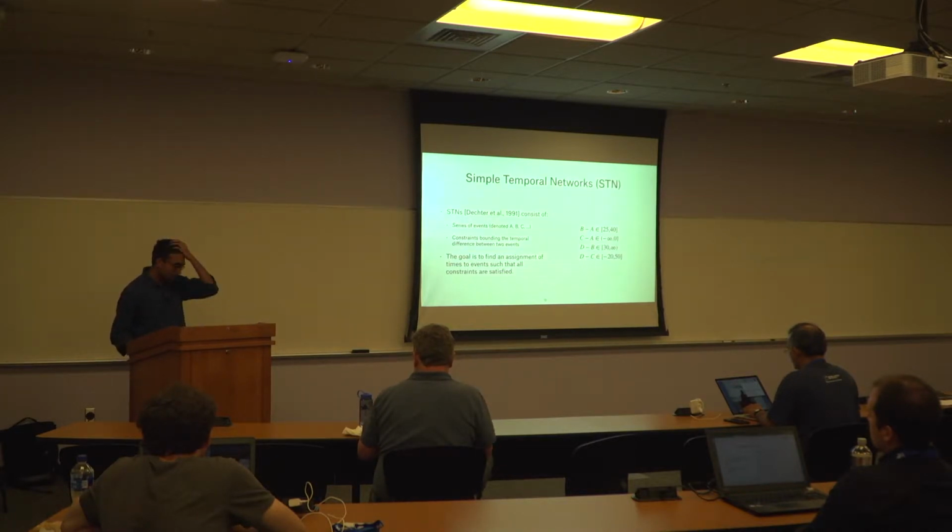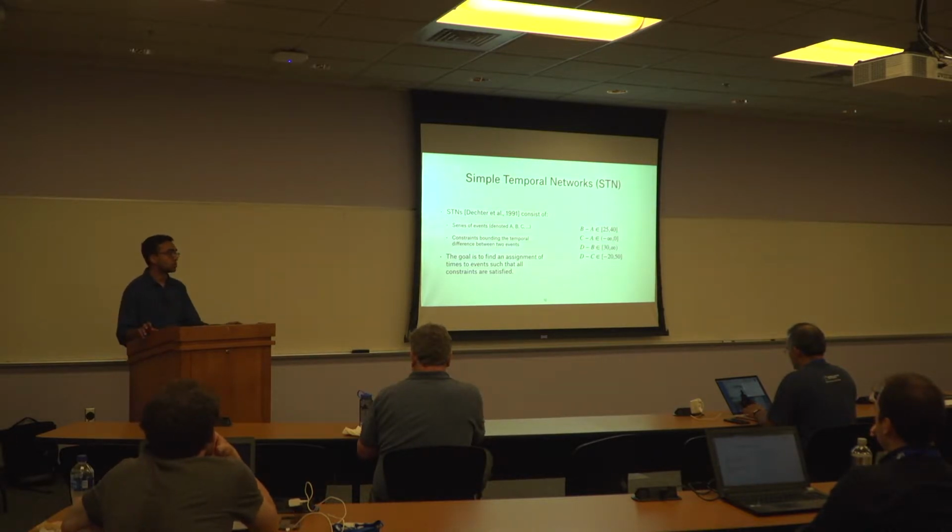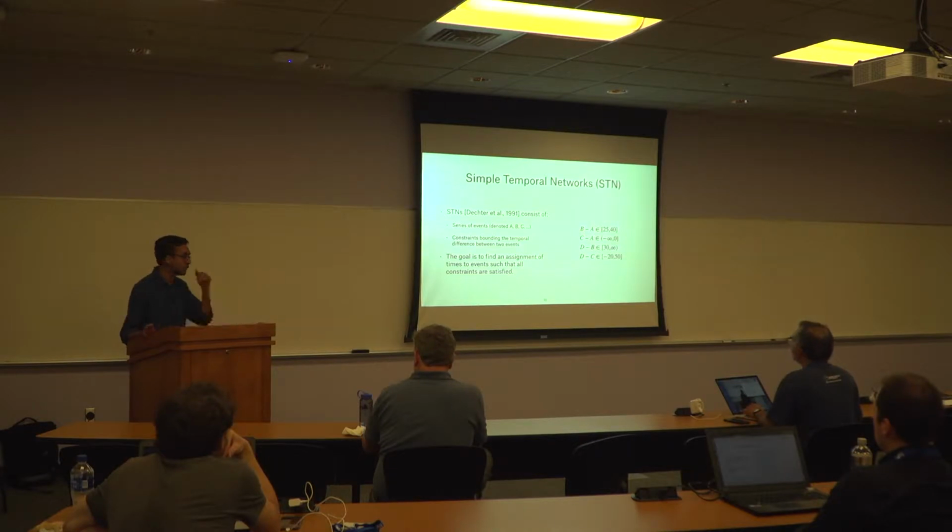And the place that we start is with simple temporal networks. So simple temporal networks are the base temporal structure. And if you look into the temporal reasoning, temporal modeling community, most networks are derived in some sense from the simple temporal network. So STNs are relatively straightforward. They consist of a series of events. In our case, our events are denoted by uppercase letters A, B, C, D.